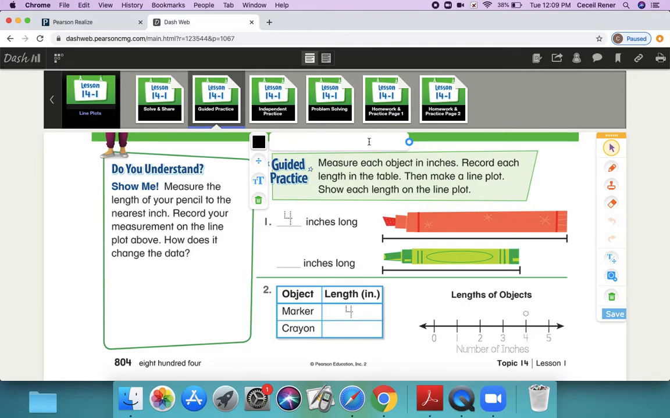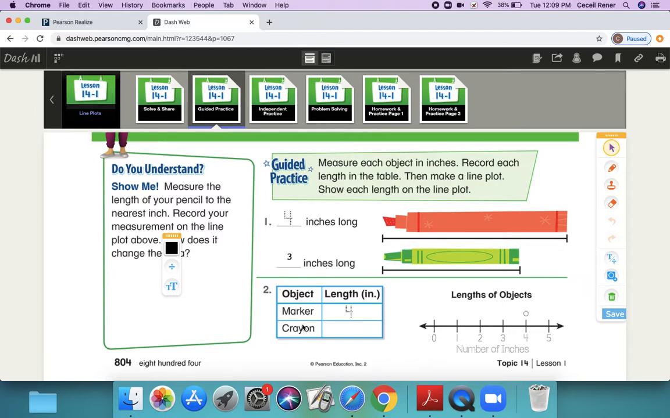Did everybody do that? Now it is 3 inches long. And so I'm going to put the 3 here. So this is our example one. We have it as 3 inches. We also now, we're going to work on our table that we have here. On our table, we have object and length.